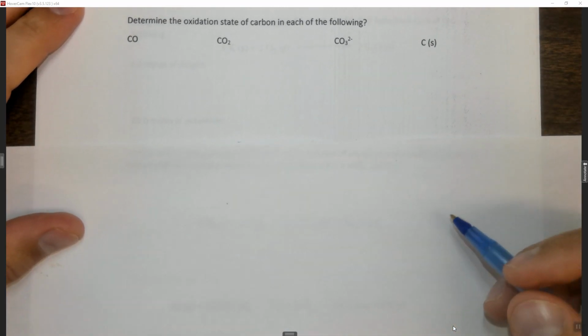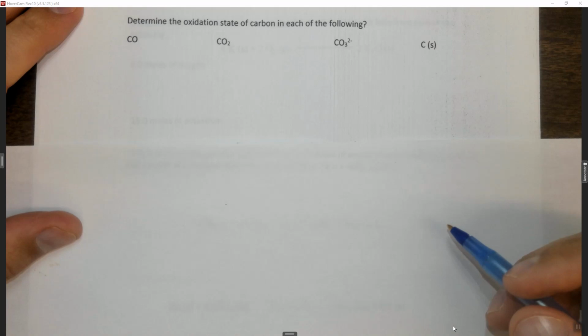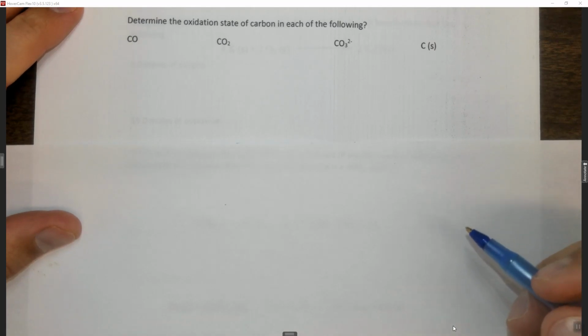One thing we need to remember about oxidation states is that the oxidation state of oxygen is -2 in compounds. If it's an element, all elements have an oxidation state of 0. So if you have O2 oxygen, the oxidation state is 0. If it's oxygen in a compound, it's -2.